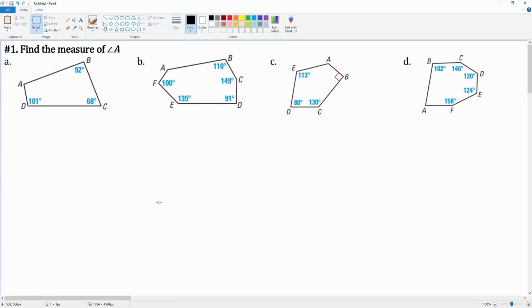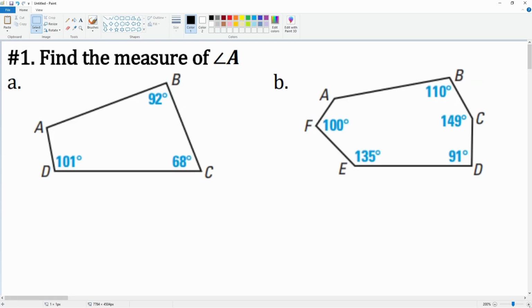Number one, you're going to find the measurement of angle A here. We take a look at this shape and we need to know the angle measurement. Is there a formula for the angle measurements here? We want to first of all count the number of sides here. There's 1, 2, 3, 4 sides. So we can say that the number of sides is 4, and that means n is equal to 4.